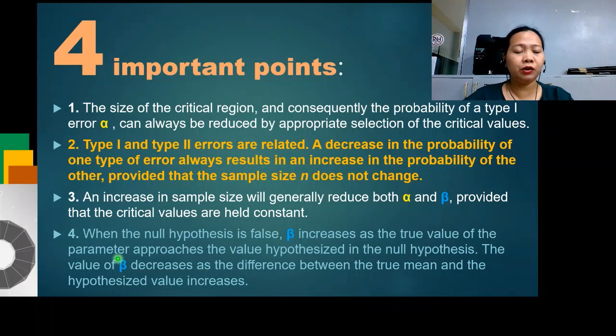Third, an increase in sample size will generally reduce both alpha and beta errors, provided that the critical values are held constant. Fourth, when the null hypothesis is false, beta increases as the true value of the parameter approaches the value hypothesized in the null hypothesis. The value of beta decreases as the difference between the true mean and hypothesized value increases.